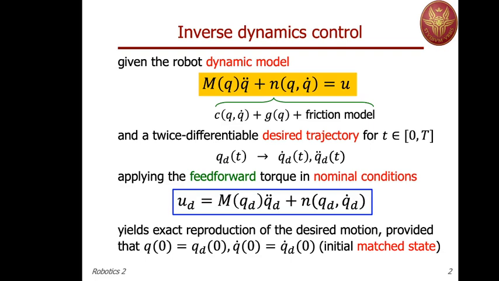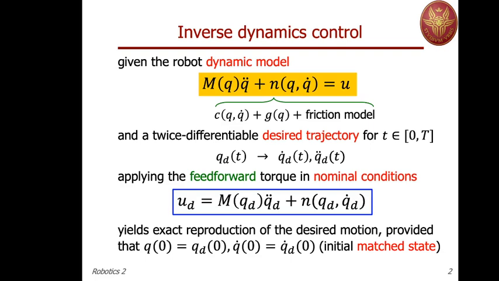So if we start from this dynamic model and we have a desired trajectory which we assume to be twice differentiable with respect to time, this desired trajectory may last over a finite amount of time between 0 and capital T, or maybe persist for an infinite amount of time. If we want to reproduce this trajectory, we know that this is a typical inverse dynamic problem, and it can also be cast as a control problem.